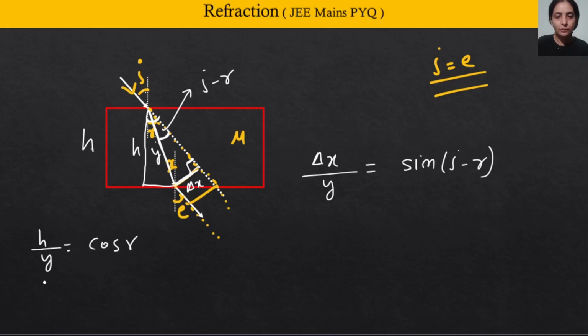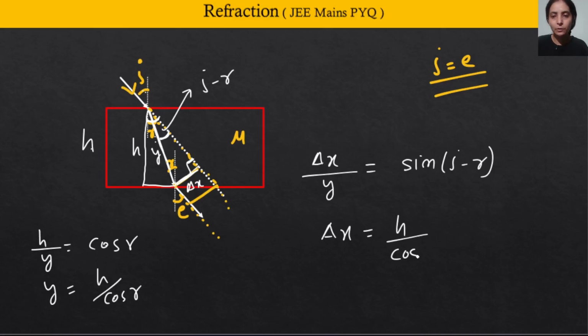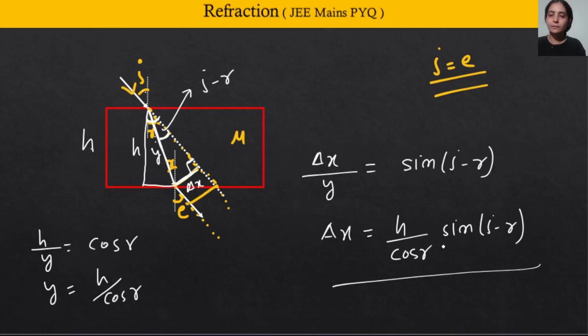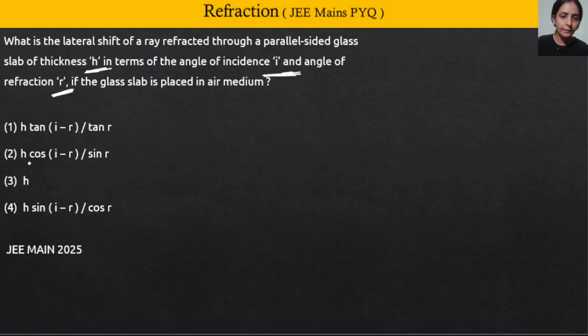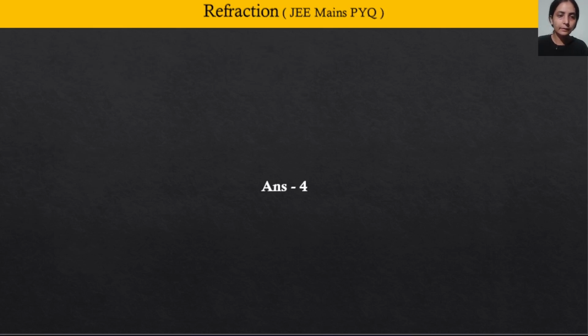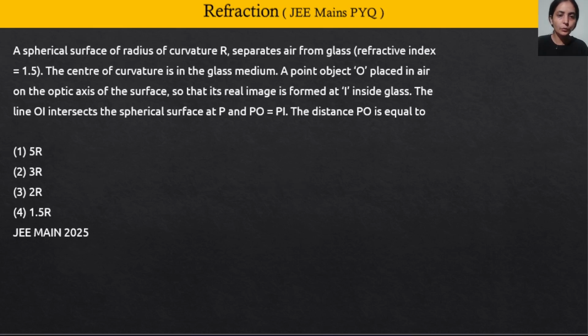So this is cos r, y is equal to h by cos r, okay. So from here you write delta x, and for y you write h by cos r, times sin(i minus r). So this is this, right? The answer will be this one. Let us match it. h by cos r, sin(i minus r). This is okay. So the fourth one will be correct. Yes. Now let us move to the next question.